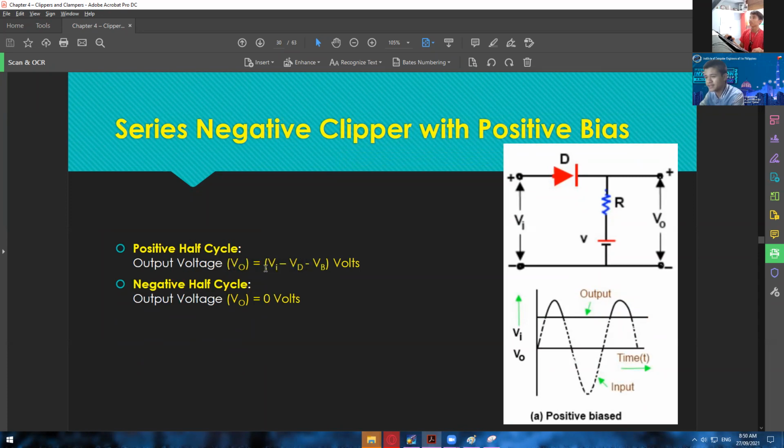So I think it's the same with what we have in here. But as usual, just like what I advised you guys a while ago in the series positive clipper, do not heavily rely on this formula. Just rely on your analysis. You can simply apply KVL right here, and whatever you get, that's the reading of your VO. Same with the negative half cycle, because sometimes this 0 volts right here has a reading, especially because of the bias voltage or the voltage threshold.